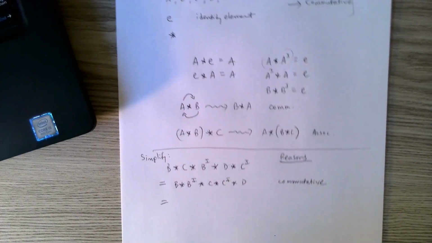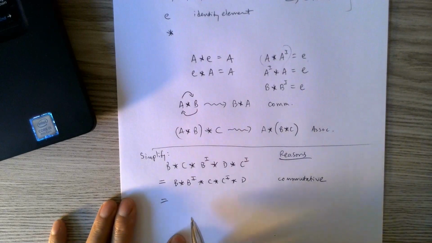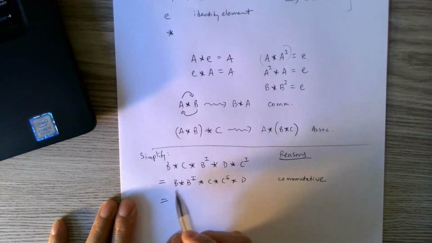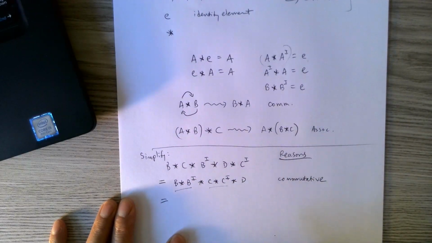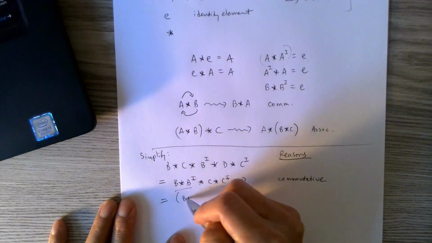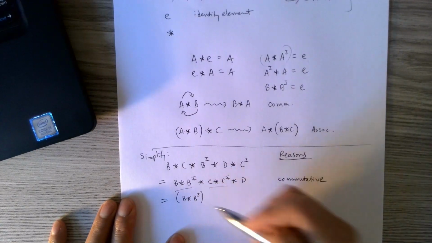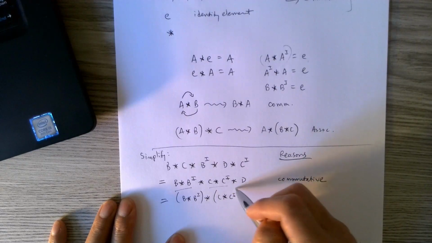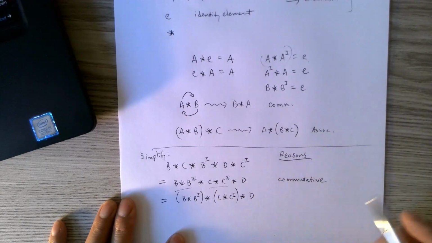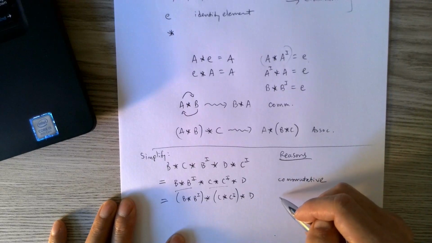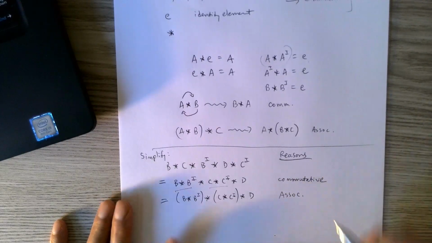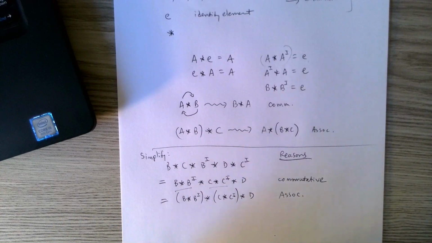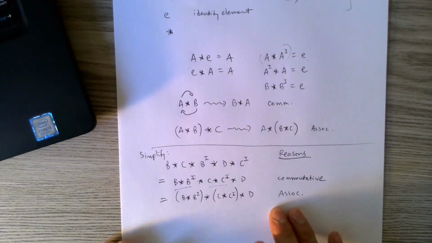I can only use one property at a time. So my next step is to group my inverse pairs, this pair and this pair. So I put parentheses around B and B inverse, as well as C and C inverse. And that is associative property. Anytime you put grouping symbols around elements that are being operated with each other, that's associative property.